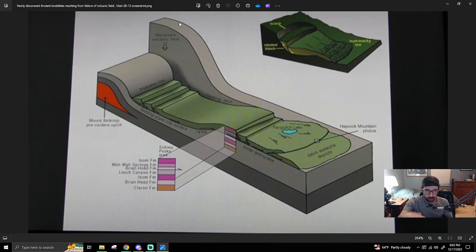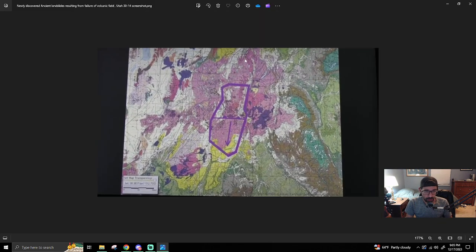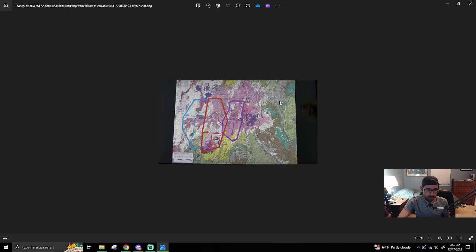So that's why this downward arrow is going on, because it's inducing this slide. And this pink zone is all the Marysville volcanic field. So notice these ages: 25, 23, 22. That's when these landslides happened.